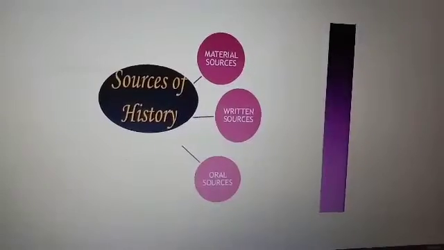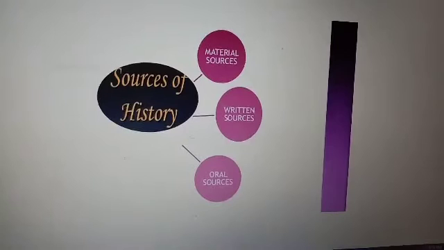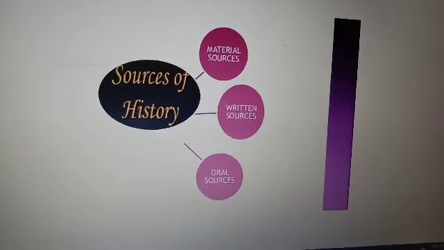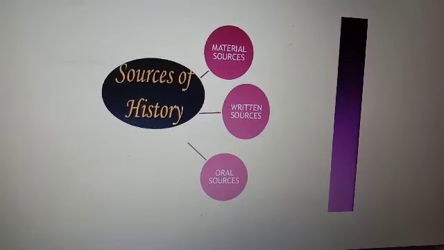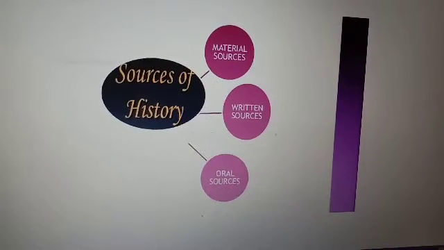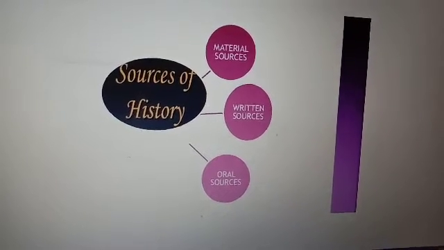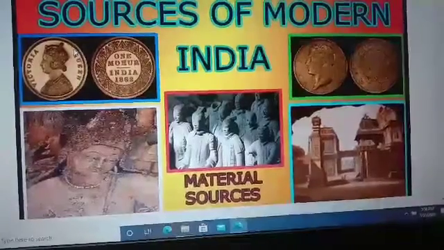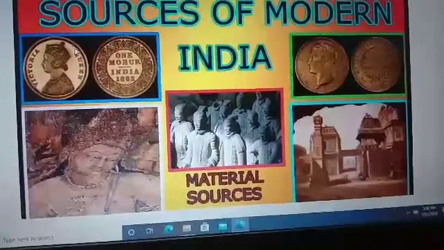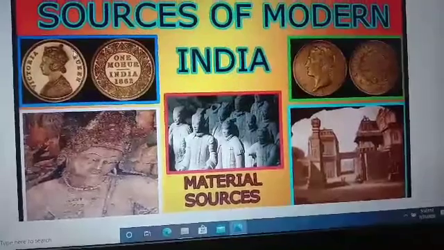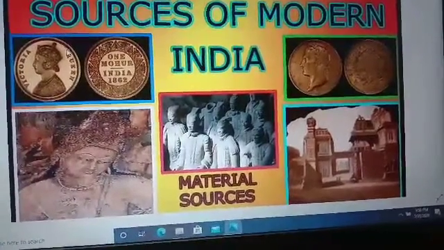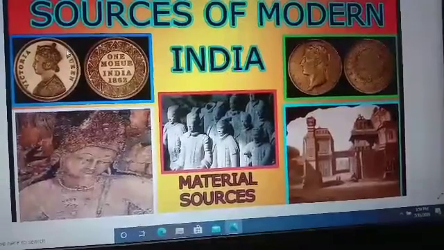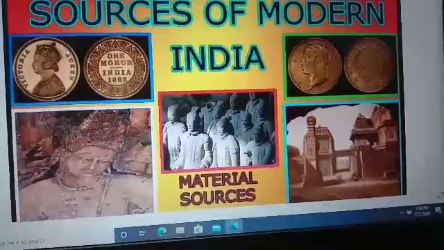Understood? Now look at this image. This image is of sources of history. We have three types of sources. First is material source, second is written source, and the third one is oral source. Look at this image. Sources of modern India. This is material source. Here we can easily see the materials like royal seals, monuments, statues, which come under materials.